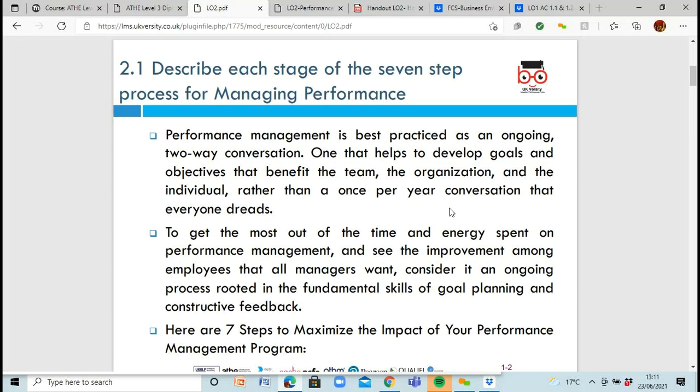It's better to just have this as an ongoing process throughout the year, because it is more beneficial when you're in touch with the management or you're in touch with your employees on a regular basis, so that you can keep an eye on how things are going and they can actually refer back to you and not be afraid of having to rush through things right at the last minute. So, to get the most out of the time and energy spent on performance management and to see any improvement among employees, managers would like to consider it as an ongoing process.